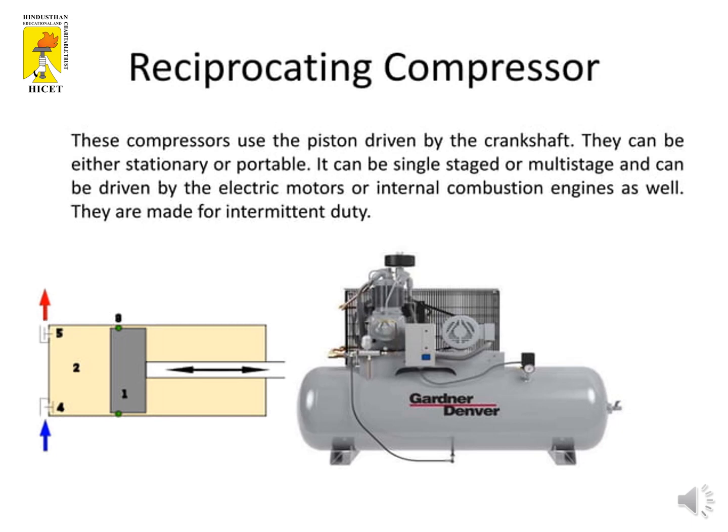Next is the reciprocating compressor. These compressors use a piston driven by the crankshaft. They can be either stationary or portable. They can be single staged or multi-stage and can be driven by electric motors or internal combustion engines as well. They are made for intermittent duty. Here you can see there is a piston involved, an inlet valve and a discharge valve.